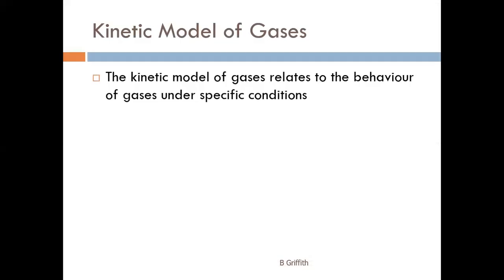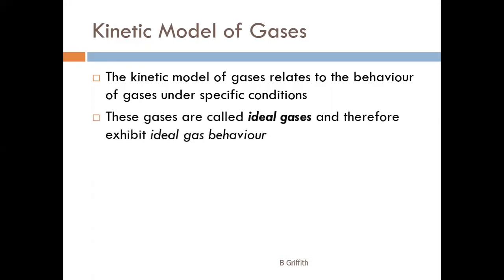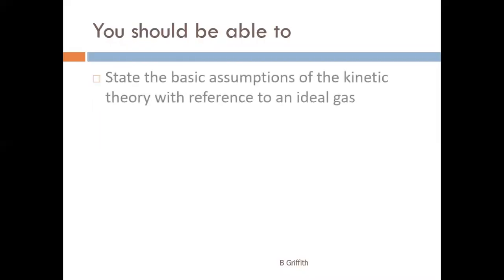As we look at gaseous matter, we're looking at the kinetic model that relates to the behavior of gases. Remember, we're trying to understand how matter behaves under very specific conditions. And so we'll find ourselves talking about ideal gases, and by extension, we'll also look at real gases, because these gases have specific behavior under conditions of temperature and pressure. At the end of this module, you should be able to state the basic assumptions of the kinetic theory with reference to an ideal gas.